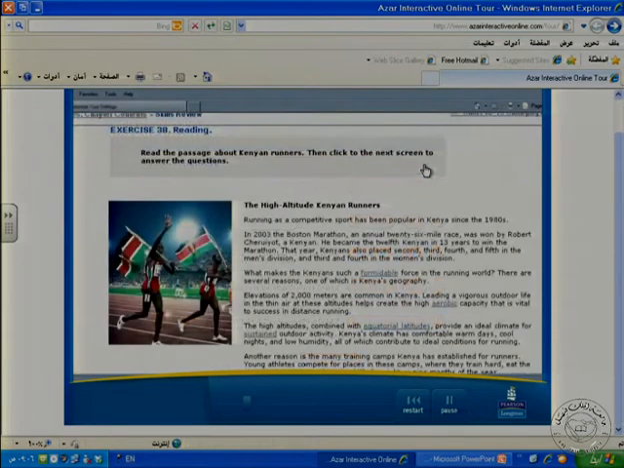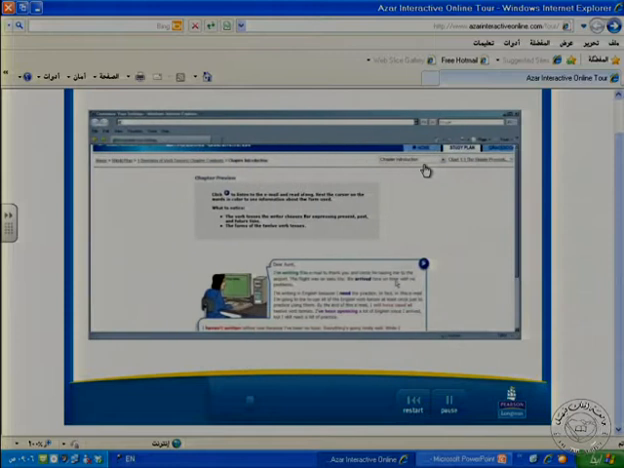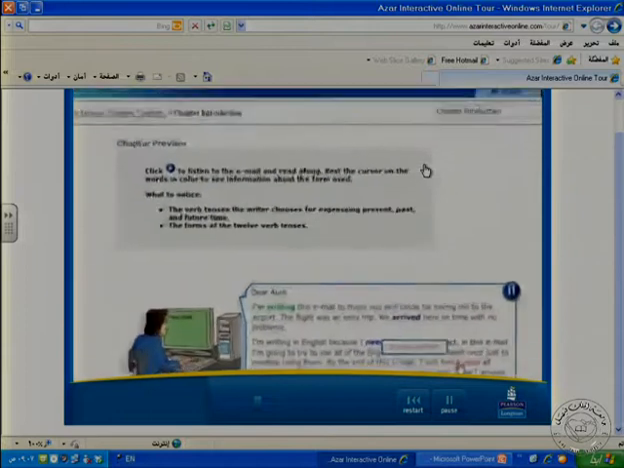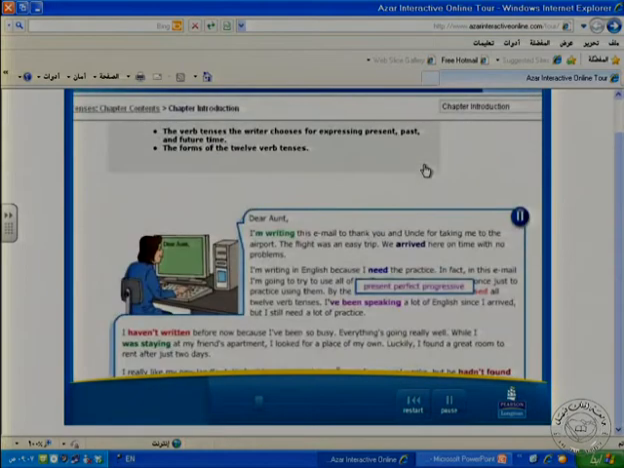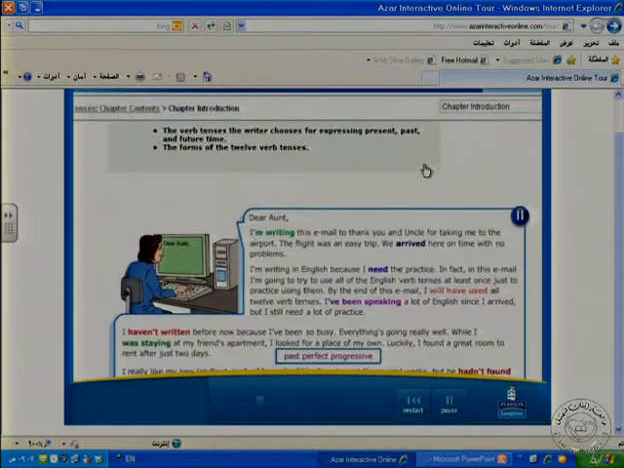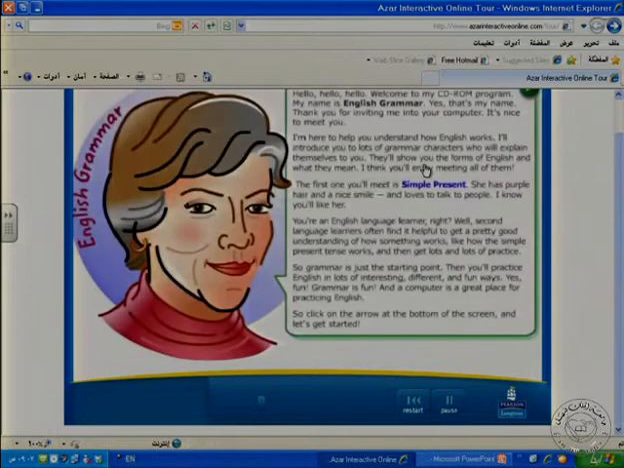Here are the passages. Then there are some underlined clickable words. It says here, click to listen. You can listen, and then you answer the questions. Very interesting, very entertaining. So you see, when you hover the cursor, you get the tense of the underlined word.